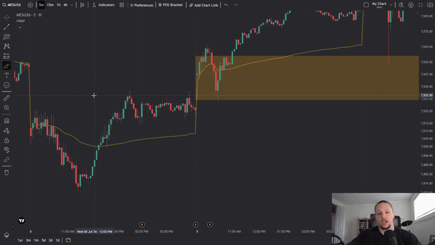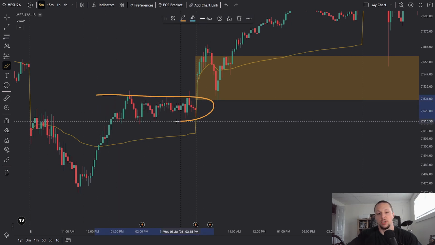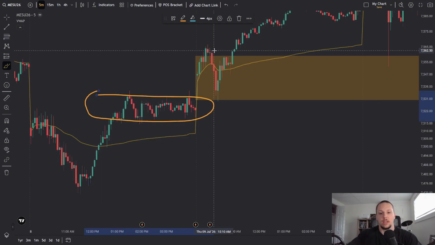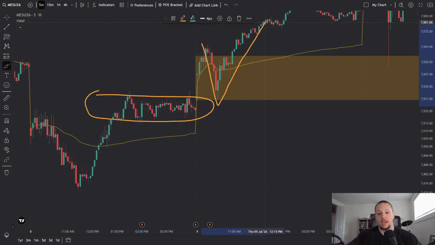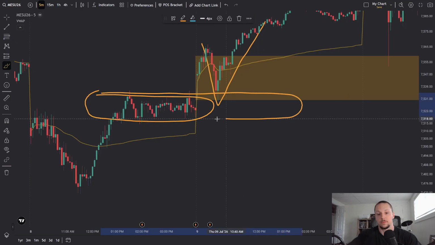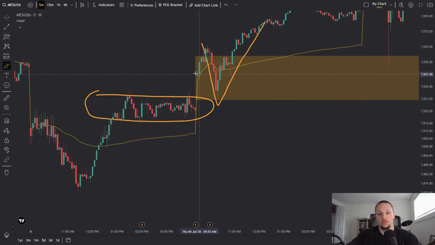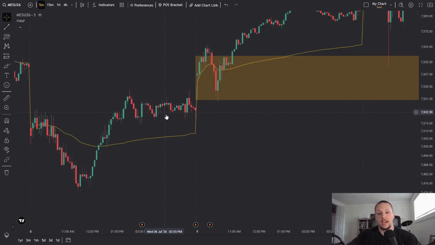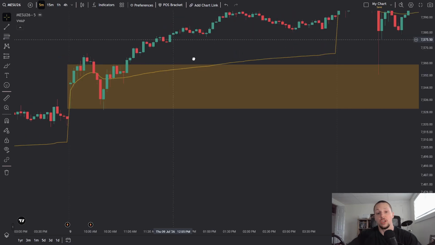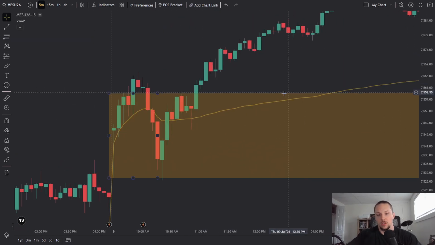Also, we've got price that found a bit of resistance here previously the day before on Wednesday at the end of the trading session, and then price is using that area to bounce off of. So we're seeing that price is having a nice pullback, a nice bounce, and is headed back up for some continuation to the upside.